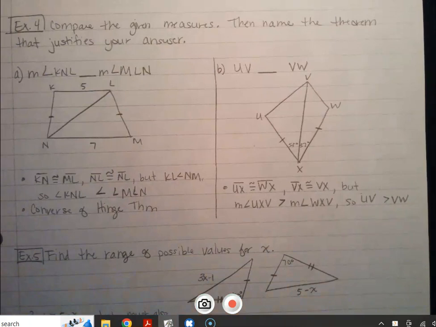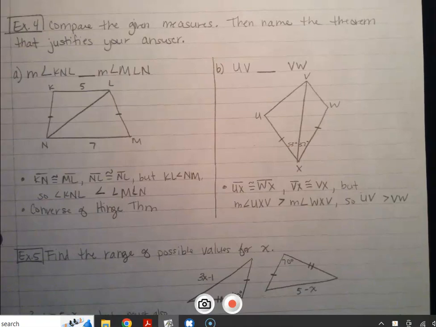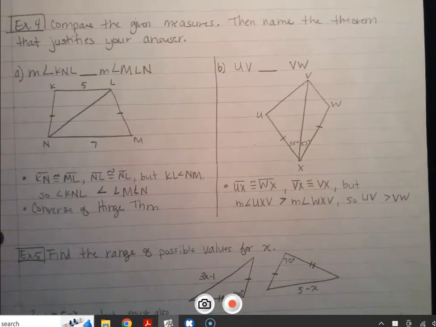Example 4, it says, compare the given measures, then name the theorem that justifies your answer. This is the proof I did yesterday. It was a similar one. It was the same shape, but you had to prove something else about it. All right, so we want to compare the measure of angle KNL, so this angle, with the measure of angle MLN, so this angle up here. Or maybe I should name them 1 and 2. So we'll name them angle 1 and angle 2, so we can talk about them a little easier.